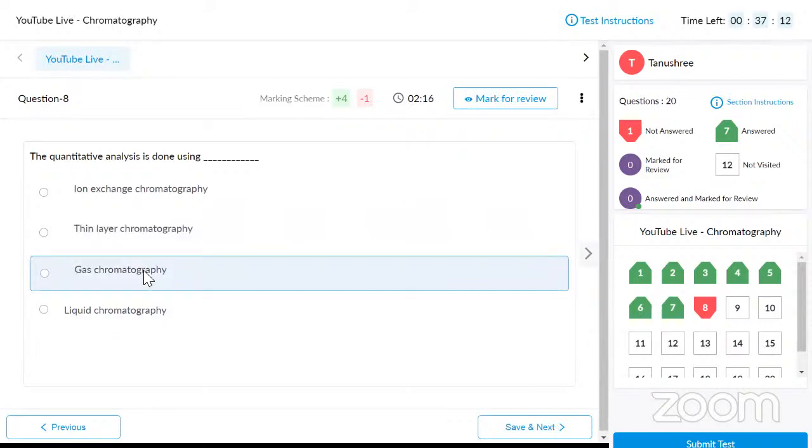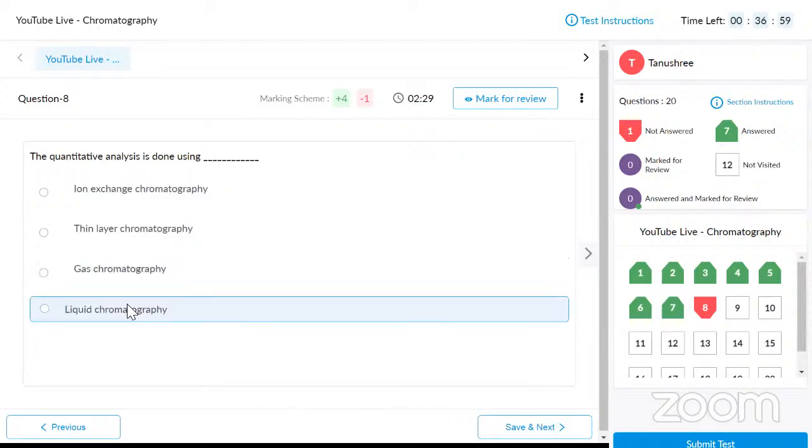Next, again, you have gas chromatography. Gas chromatography is the only technique which directly calculates the amount of sample injected into your gaseous phase. So gas chromatography is the technique which is analyzed by quantitative analysis.